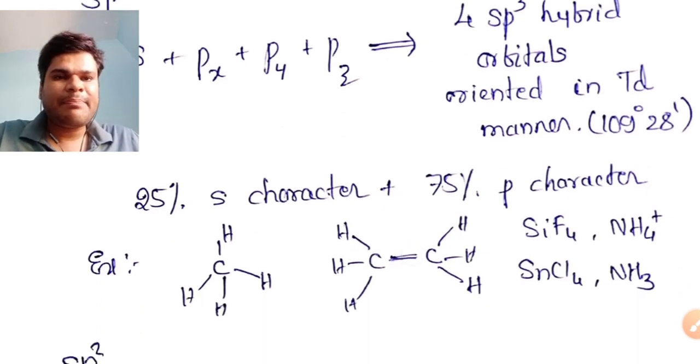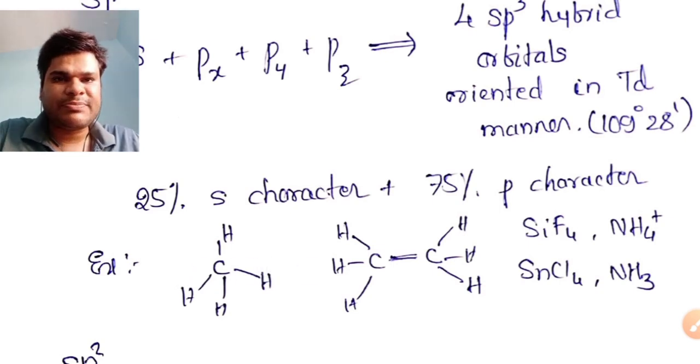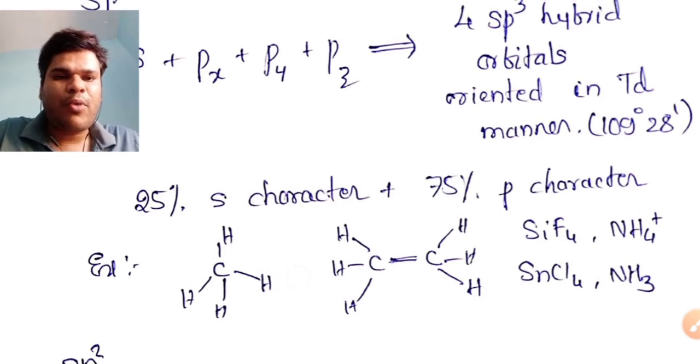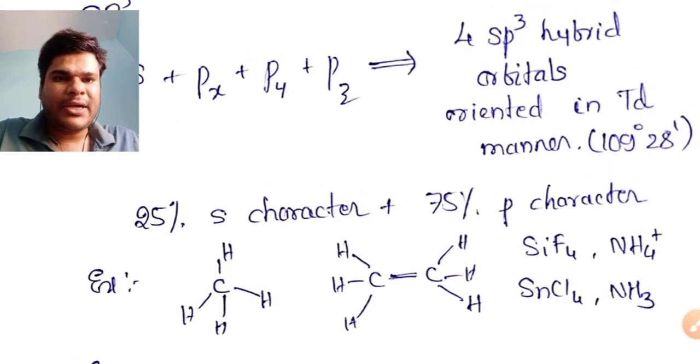Some important examples for this: the methane molecule. In methane, the carbon atom undergoes sp3 hybridization, and all 4 bonds are formed between the s orbital of hydrogen and the sp3 hybrid orbital of the carbon atom.